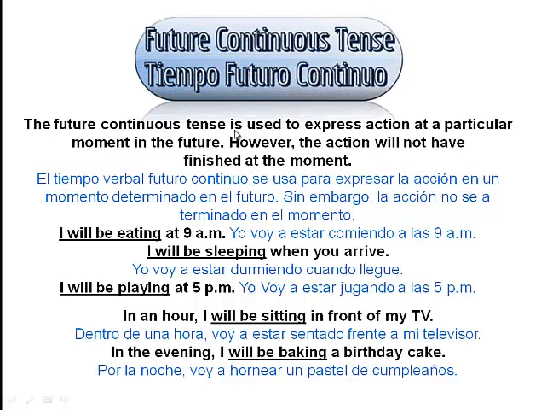The future continuous tense is used to express action at a particular moment in the future. However, the action will not have finished at that moment. I will be eating at 9 a.m. I will be sleeping when you arrive. I will be playing at 5 p.m.